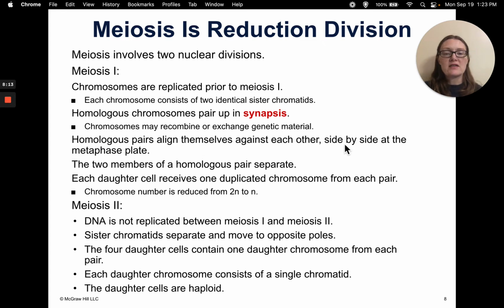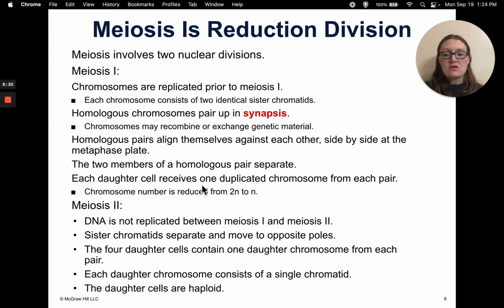So this is what's important in meiosis 1. It's different than what we saw in mitosis. In meiosis 1, we have the homologous pairs match up. So eye color from mom matches up with eye color from dad. That's what we see happening in meiosis 1.